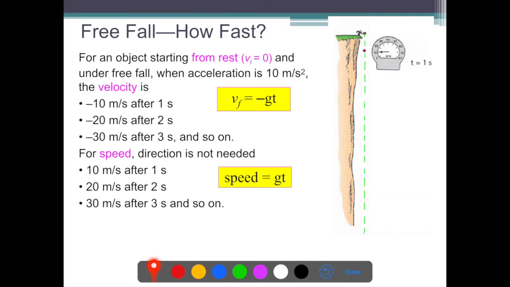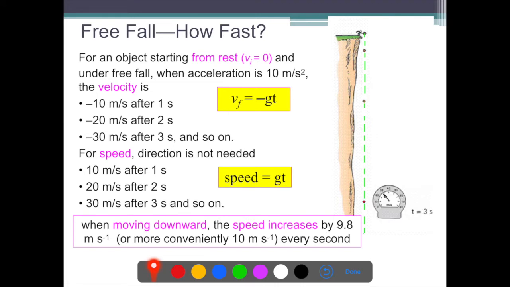So for speed, after 1 second, the speed of the object would have increased to 10 meters per second. After 2 seconds, the speed would have increased to 20 meters per second. After 3 seconds, it's 30 meters per second. After 4 seconds, it's 40 meters per second, and so on. So when moving downwards, the speed increases by 9.8 meters per second, or more conveniently, 10 meters per second every second. So that's what acceleration equals 10 meters per second squared means. Every second, the velocity changes by 10 meters per second.